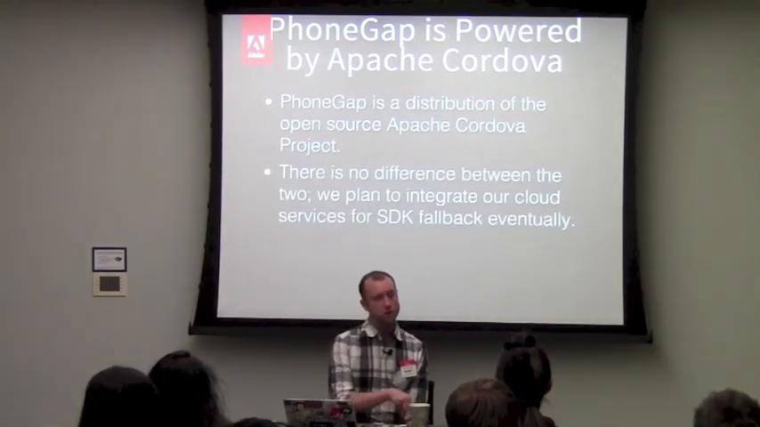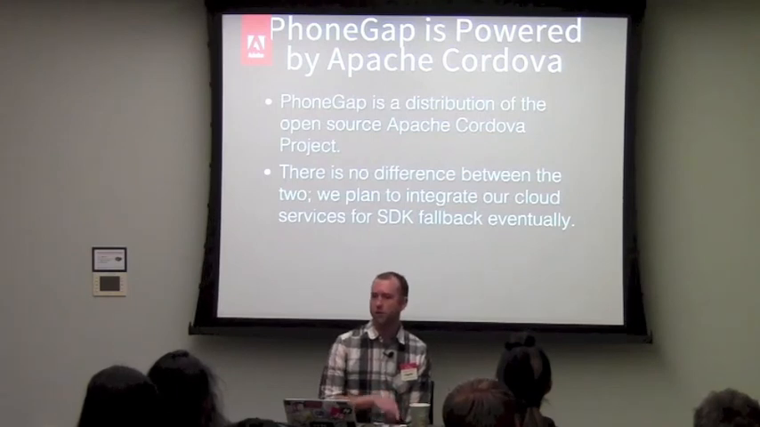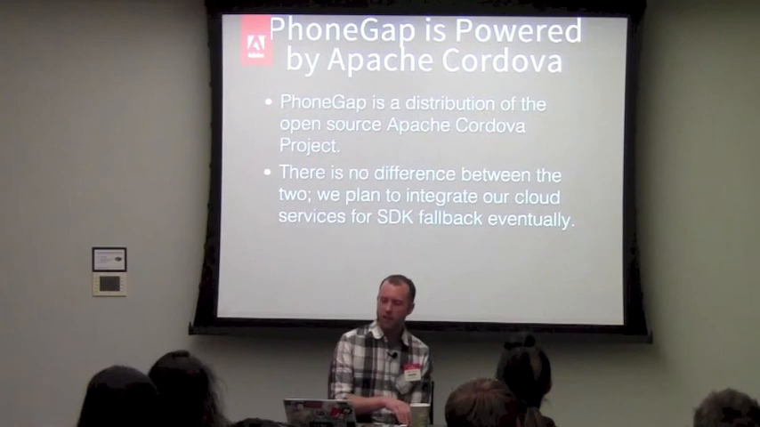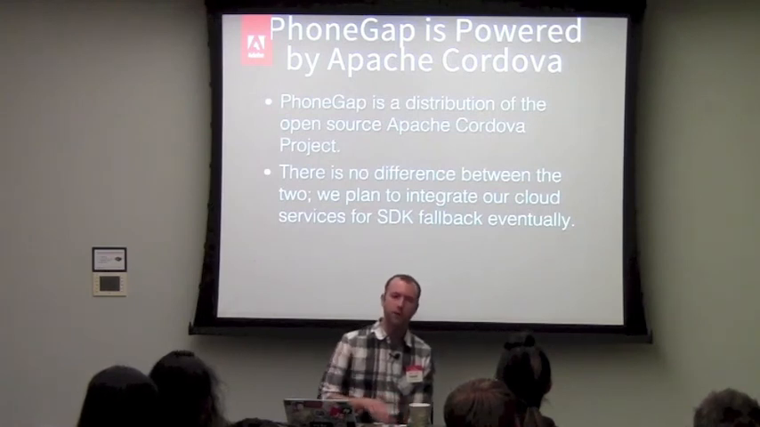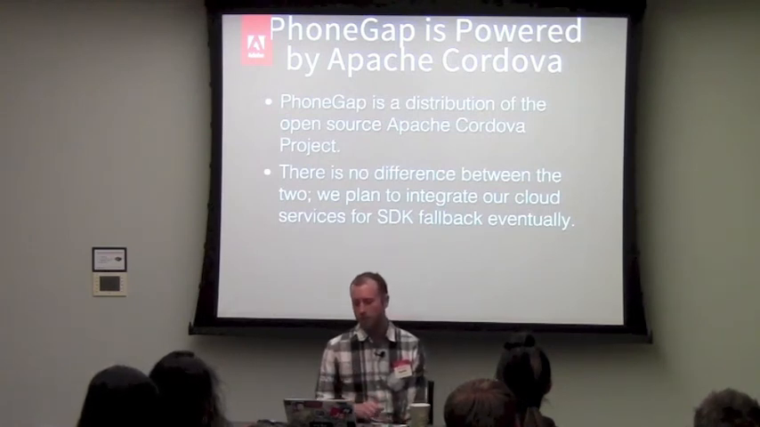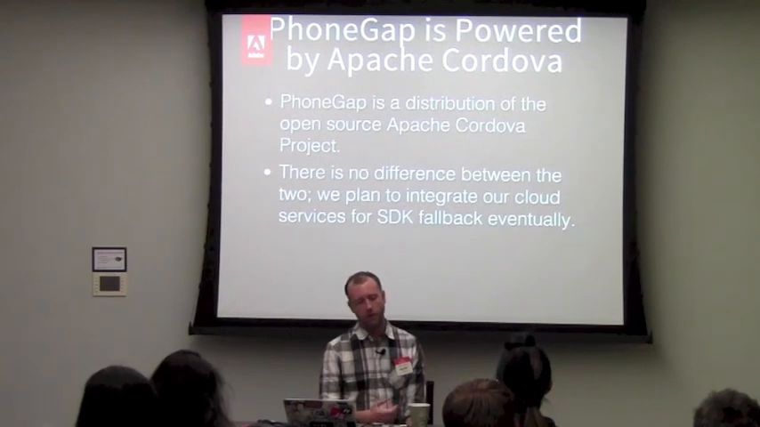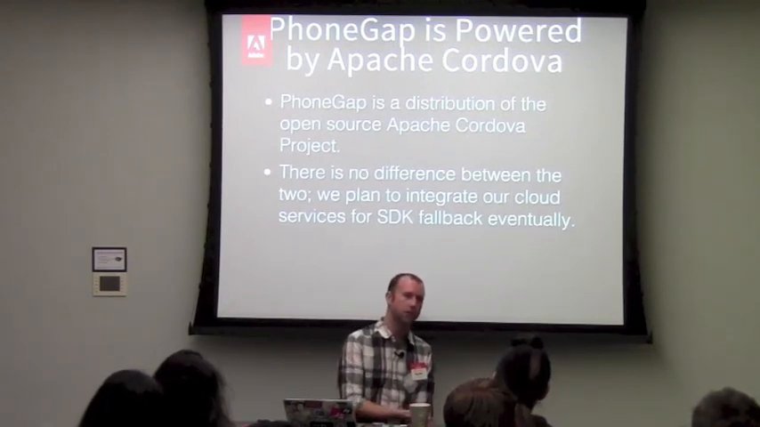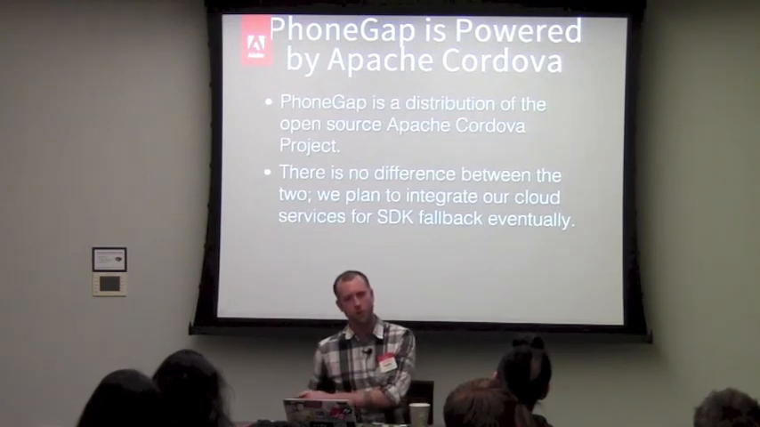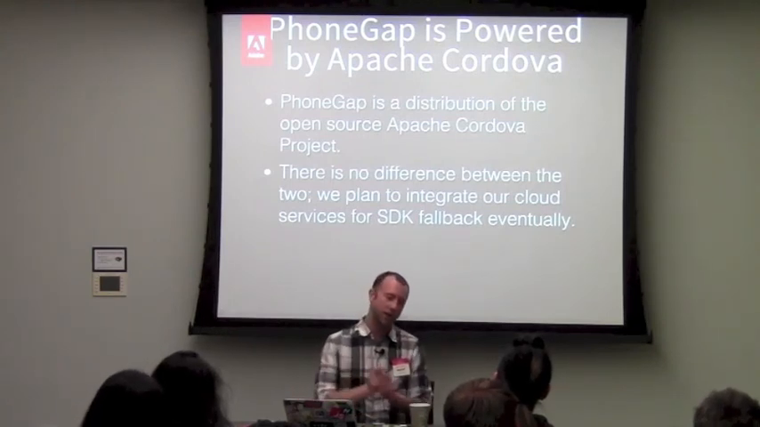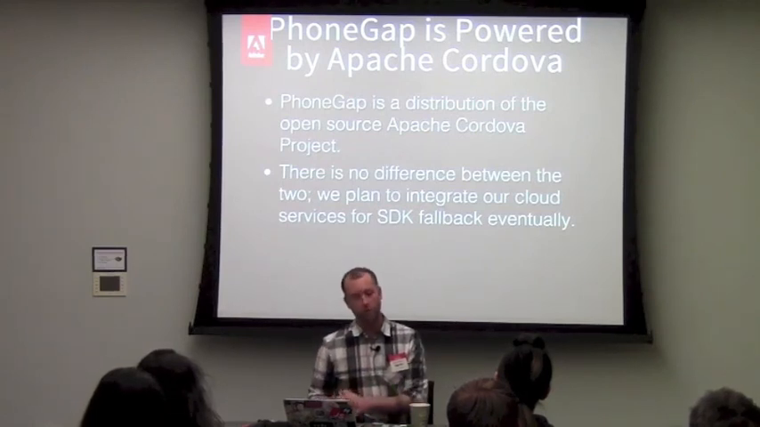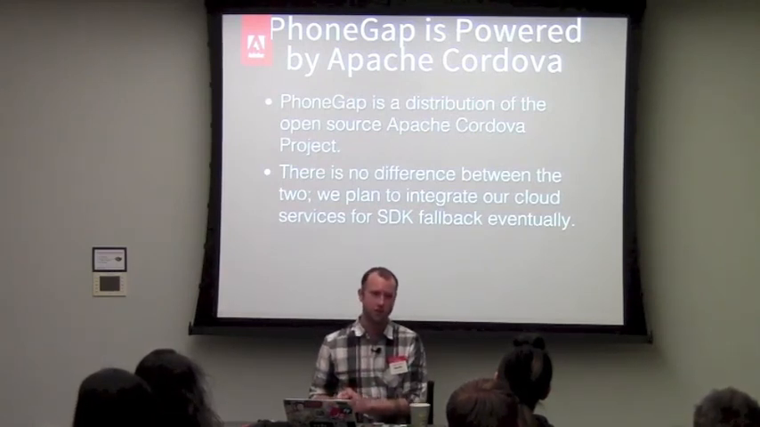Right now, there's no difference between PhoneGap and Apache Cordova. If you download Cordova, it's the exact same thing. We do plan to change that down the road, where we're going to have fallback to our cloud SDK. So PhoneGap Build right now is useful because you can build a Windows Phone app without having to own a Windows machine. And likewise, you can build an iOS app without having to own a Mac. So the fallback would be for that use case specifically.